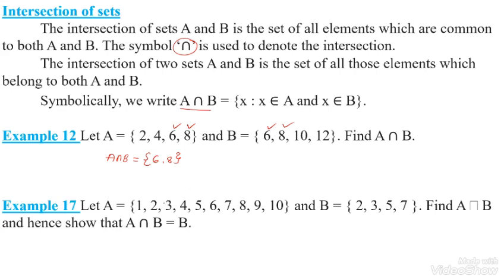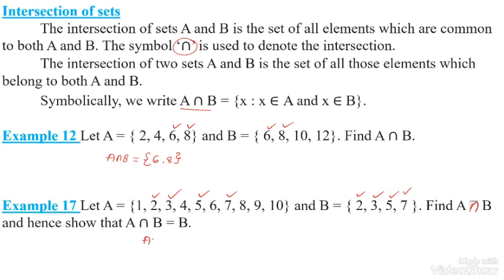Now I will take another example. Example number 7: Let A be equal to {1, 2, 3, 4, 5, 6, 7, 8, 9, 10} and B be a set containing the elements 2, 3, 5, 7. Find A intersection B, and hence show that A intersection B is equal to B. Now we have to check the common elements between sets A and B. Here 2 is common in both sets, yes. And 3 is common, 5 is also common, then another element, 7.